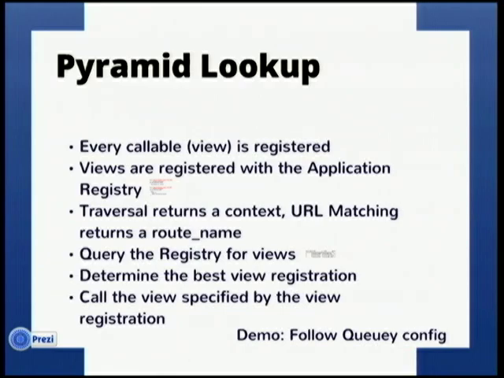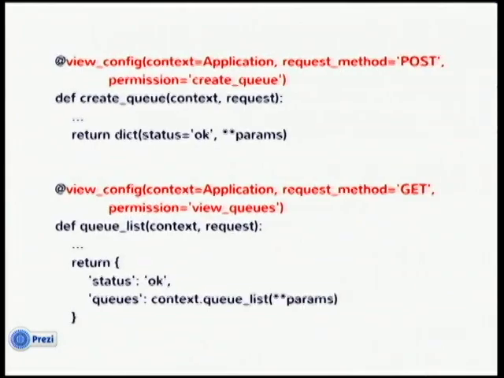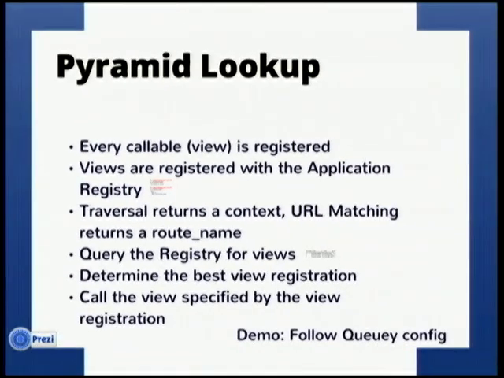In Pyramid, it works a little different. Instead, when you register a view like this, it goes into essentially a small database. It's called the registry. And what happens is that when Pyramid gets a request, it looks at it, it goes ahead and goes through it a little bit, maybe it goes through as traversal, and what it does is it essentially gets a bunch of attributes that it's then going to query the database with.